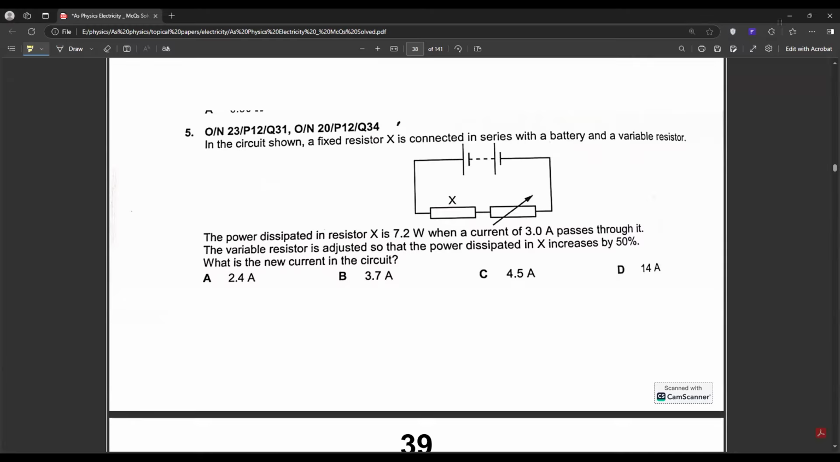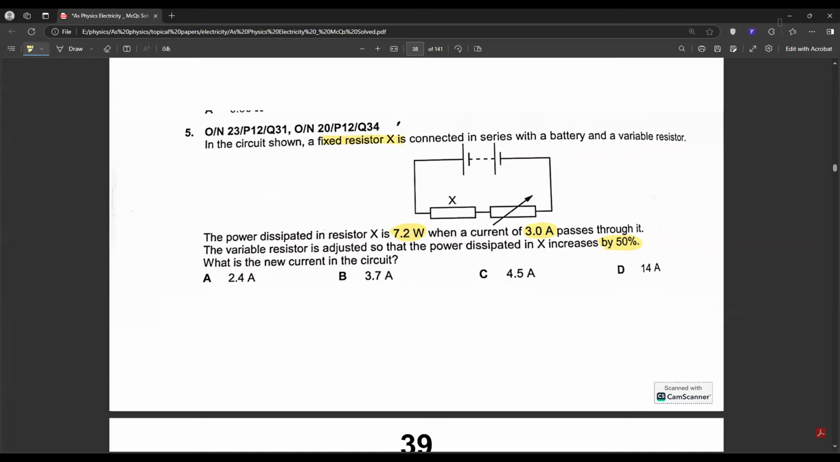Okay, let's see this. In the circuit shown, a fixed resistor X is connected in series with a battery and a variable resistor. The power dissipated in X is this when a current of 3 ampere passes through it. The variable resistor is adjusted so that the power in X increases by 50%. What is the new current in the circuit?